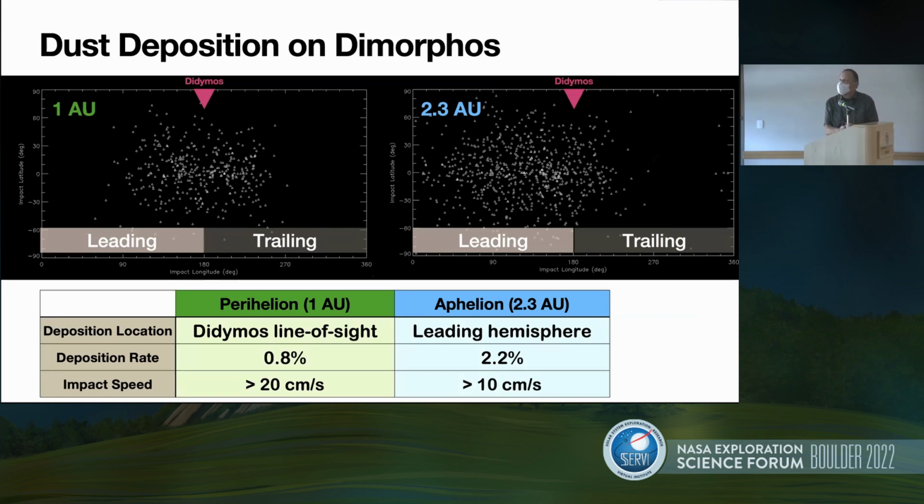And you make a map. Where do they land? And here is the map. If you were close to the sun at 1 AU, there is roughly an even distribution on the leading and trailing hemispheres of the small object, Didymos. If you are doing it further away from the sun at aphelion, 2.3 AU, there is an asymmetry between the leading and trailing hemispheres.